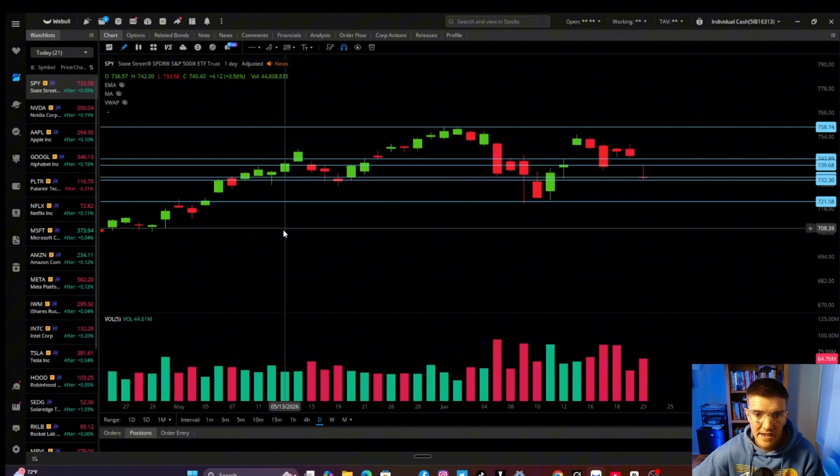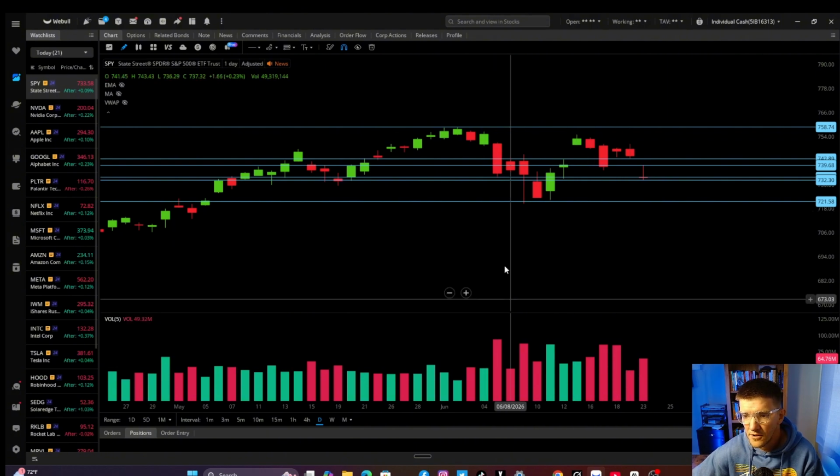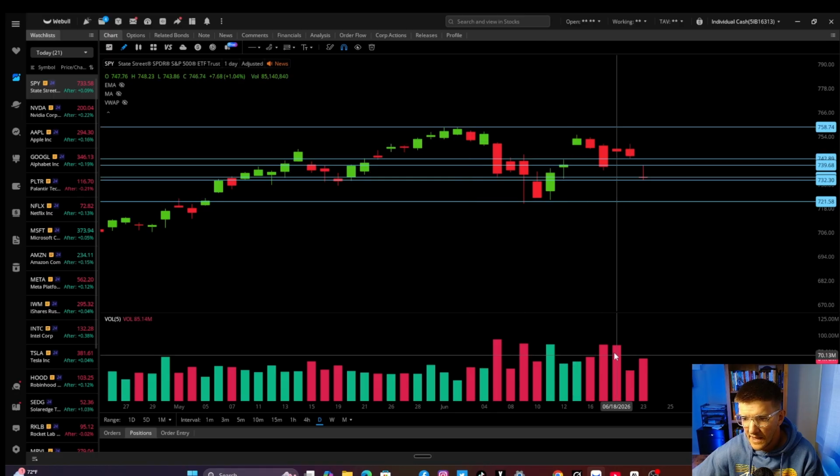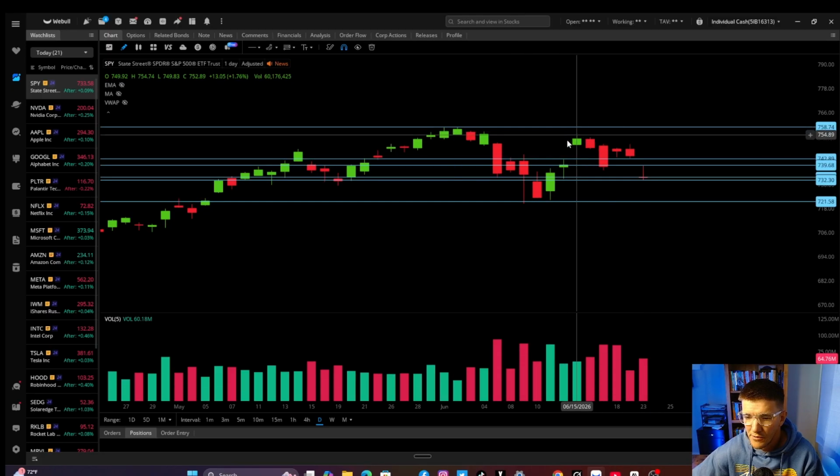Now, a couple indicators that I use. The first thing is volume. Volume gives you confirmation on how strong your move is. So if we're trending down and have this big volume like we do now, that's a good sign that the stock's going to continue down. If we're going up with high volume, it's a good sign that we're going to keep going up.